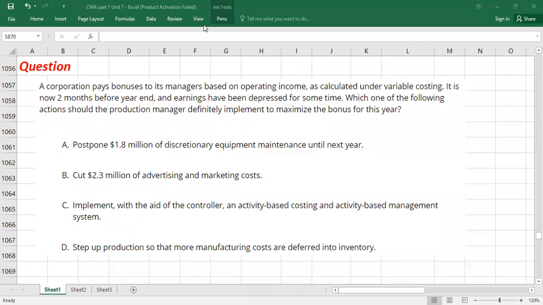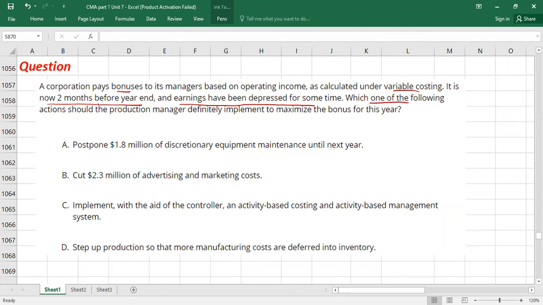A corporation pays bonuses to its managers based on operating income. Obviously, if you earn more profit for the business, they will give you a bonus. As calculated under variable costing, it is now 2 months before the year end. Like, there are 2 months to the end of the year, and earnings have been depressed for some time. Profits are less. It means there is a chance you will not get the bonus.